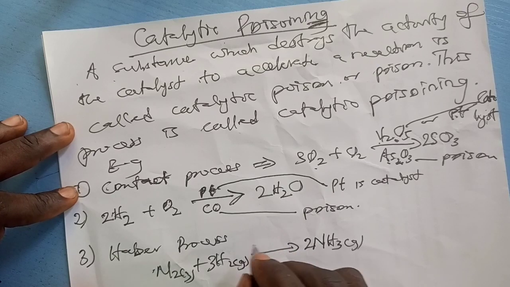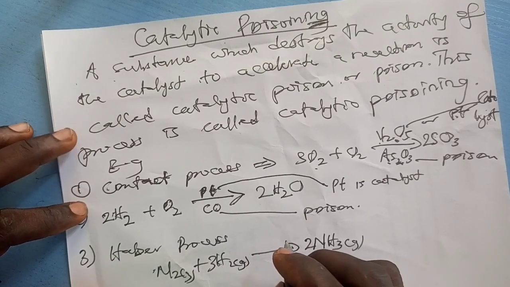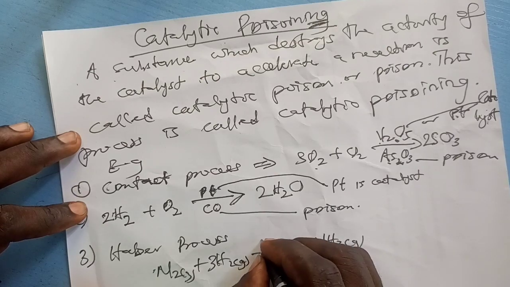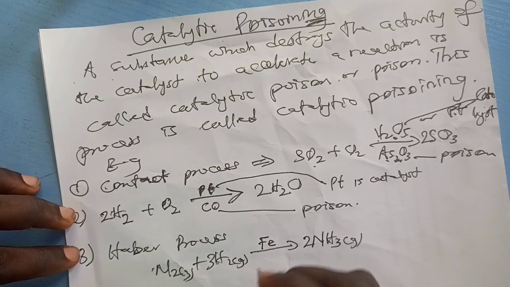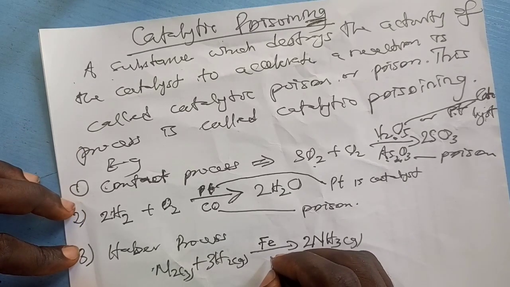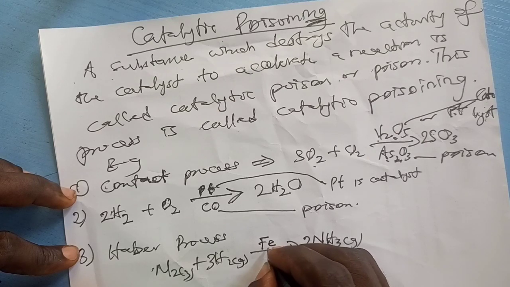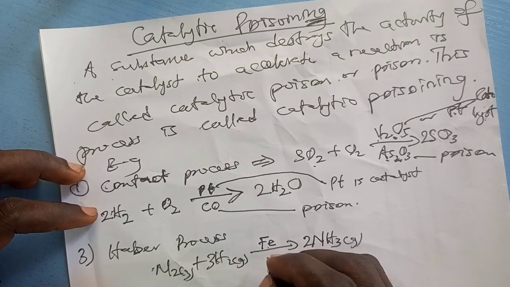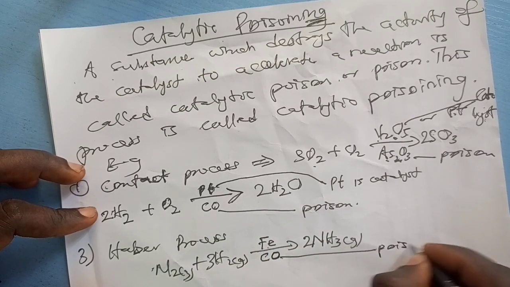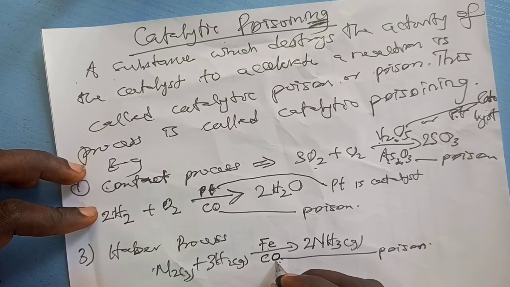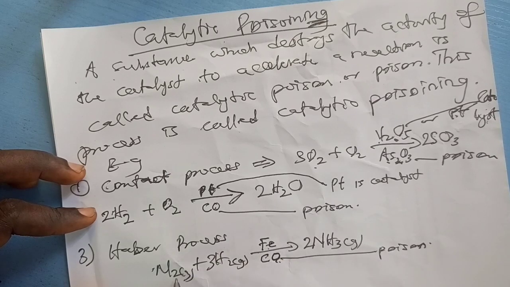Okay, so this reaction is catalyzed by finely divided iron. Okay, this is the catalyst, and this catalyst can be destroyed when you introduce carbon monoxide. This is a poison. Please understand that this poison comes to destroy the catalyst, preventing the reactant from having an adsorption on the surface of the catalyst.